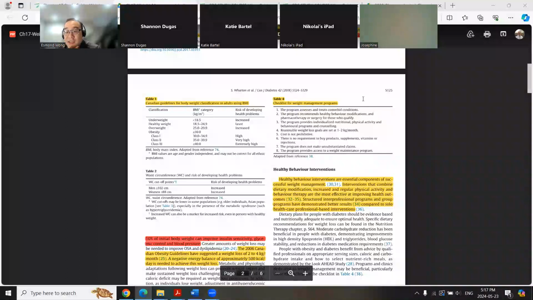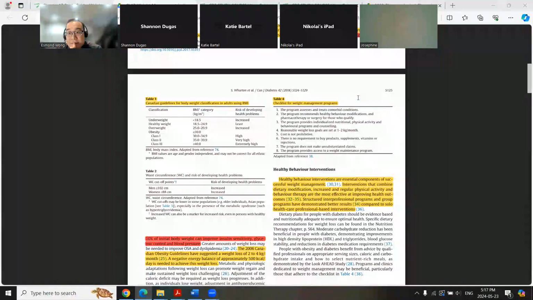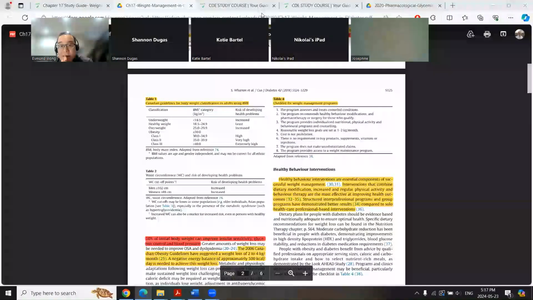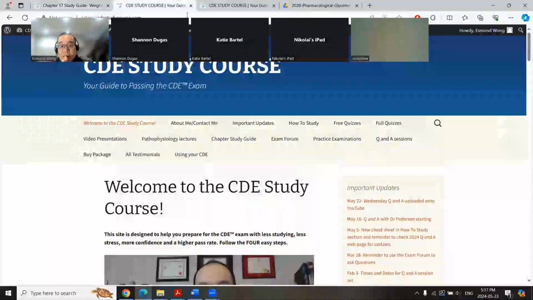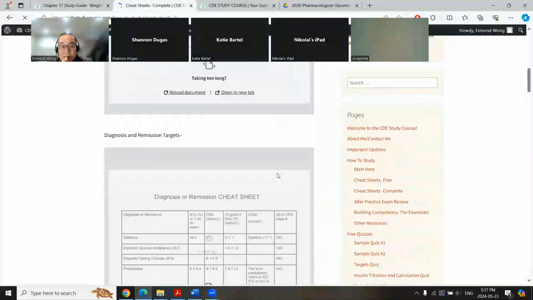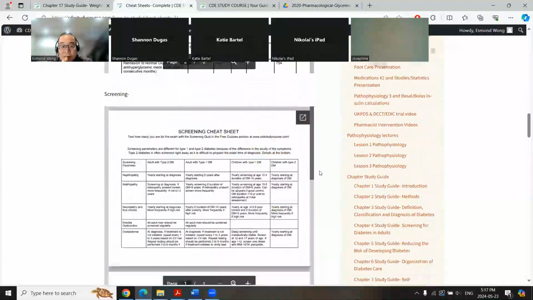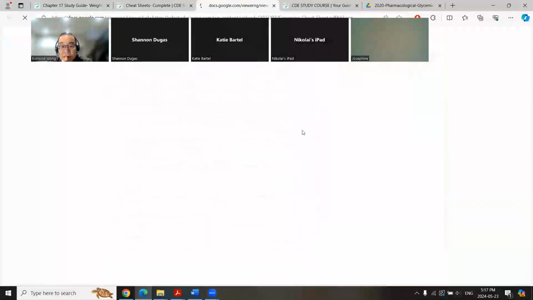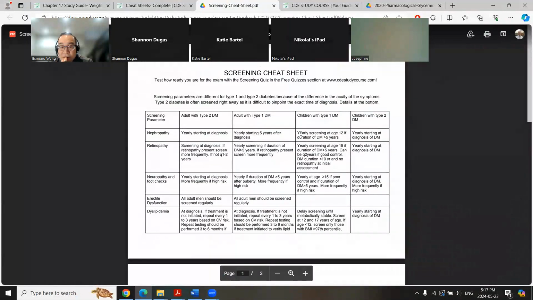Yeah, I have a question. Yes, Nikolai, what's up? Question about screening a child with type 1 for dyslipidemia. On your sheet it says delay screening until metabolic stable, screen at 12 and 17 years of age. So my question is, if a person is diagnosed at 14 years old, we should not check, we should wait until she or he turns 17?